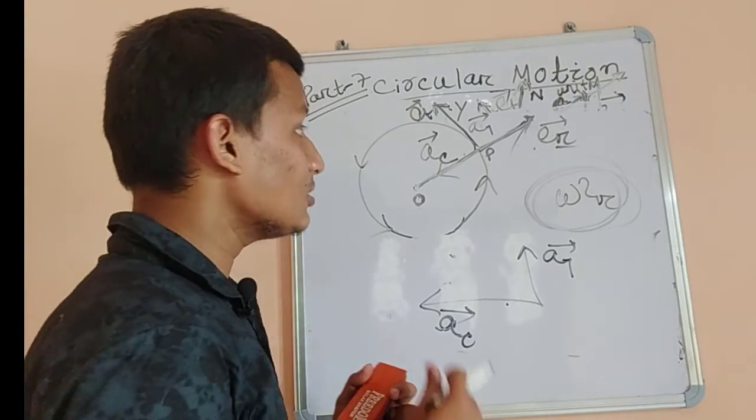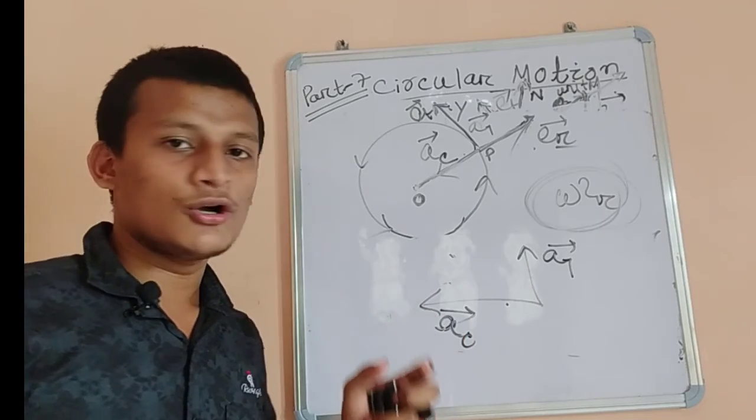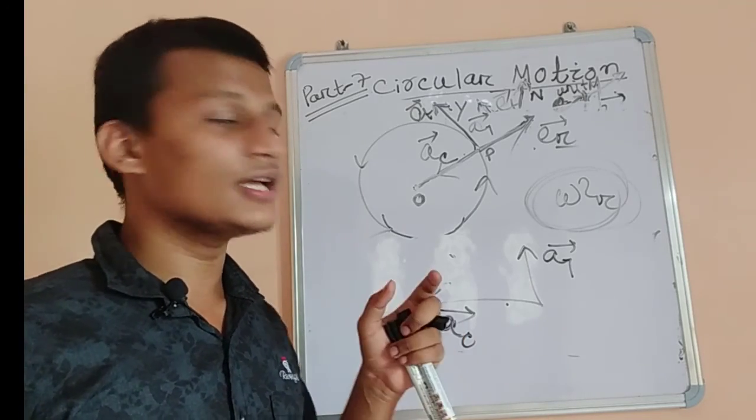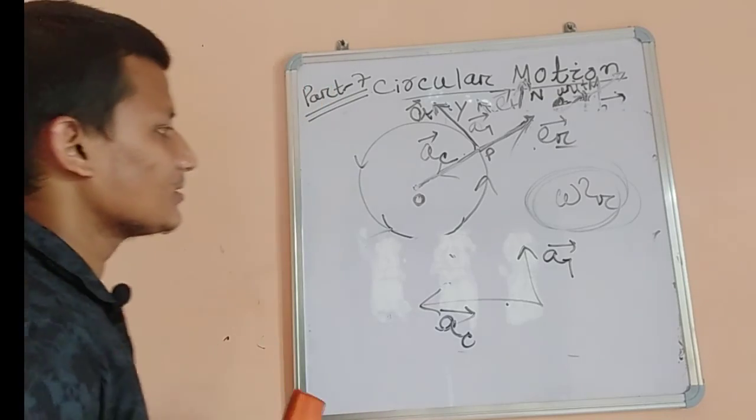And that's all. That's all the vector representation of the particle moving with velocity, acceleration and displacement under circular motion. Okay, that's all.